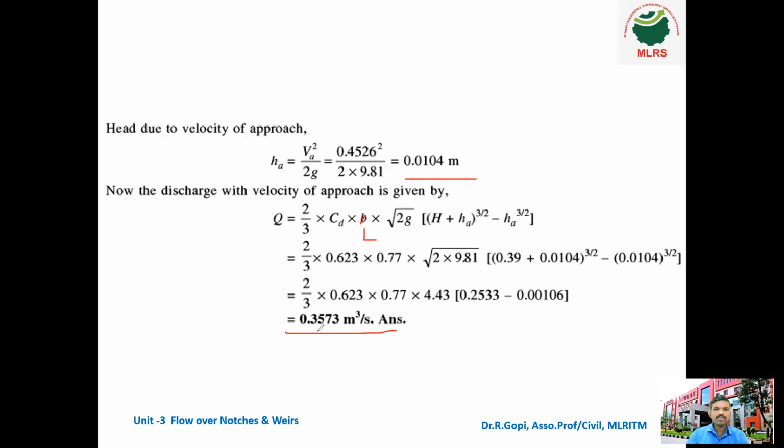We got 0.3573 meter cube per second. So this is the final answer. Okay. So this type of problem, if they are given, means we have to calculate two discharges: before the velocity of approach, and the final answer we get is after the velocity of approach. Okay.